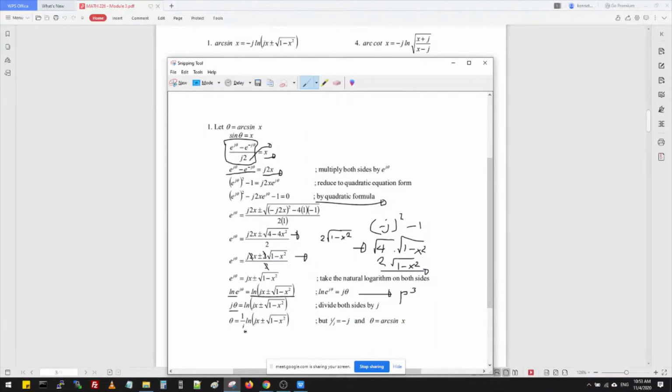So 1 over j. We transpose the j to the other side. So this will become, or we can say divide both sides by j. So obviously we have the 1 here, so 1 over j ln.